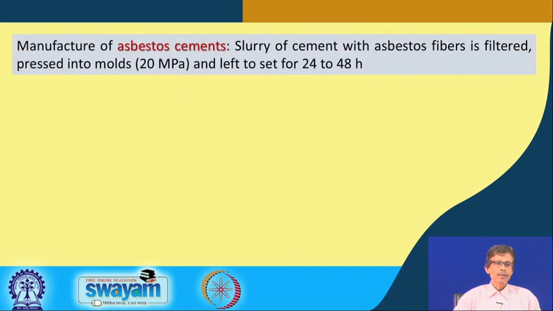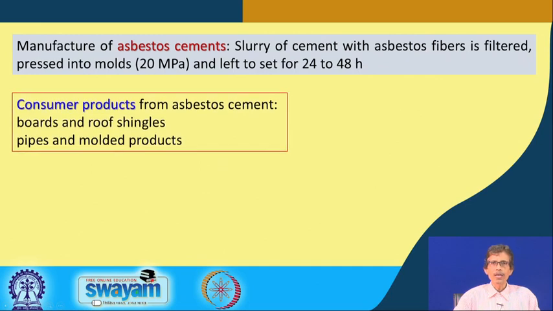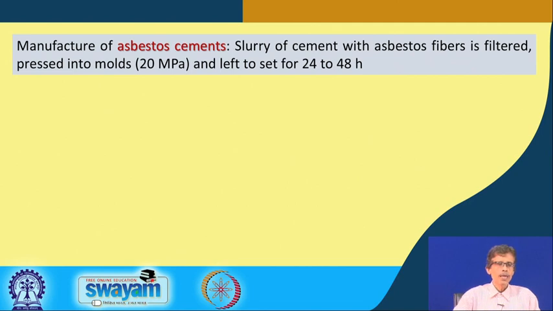So, we see now how we make this asbestos cement. Because asbestos itself is a dry material, after dehydration like that of your zeolite, we can get this asbestos for this particular purpose. So, you get the slurry of cement with asbestos fibers, which is filtered, placed into molds at a very high pressure and left to set for 24 to 48 hours. So, within 1 or 2 days it will be set.